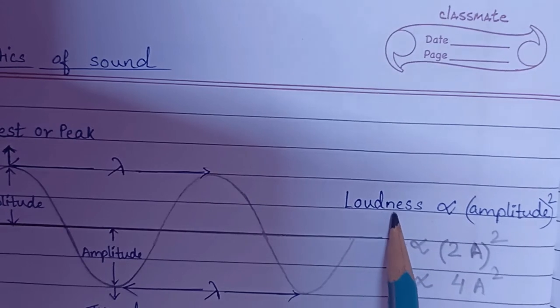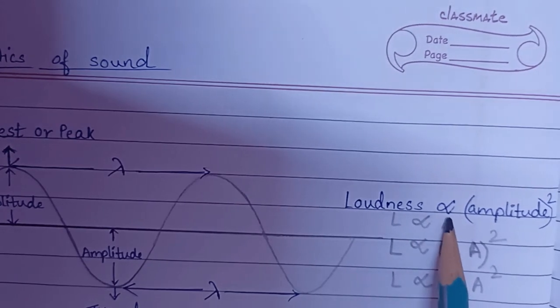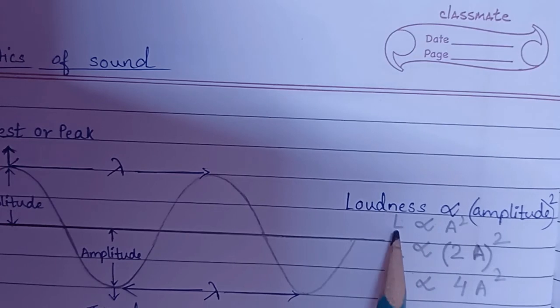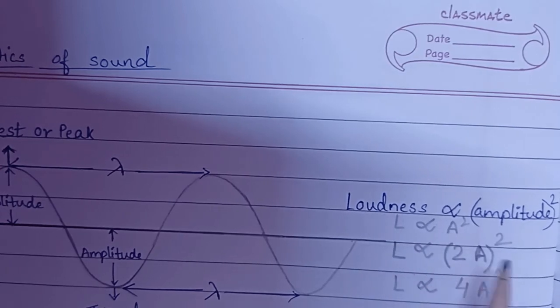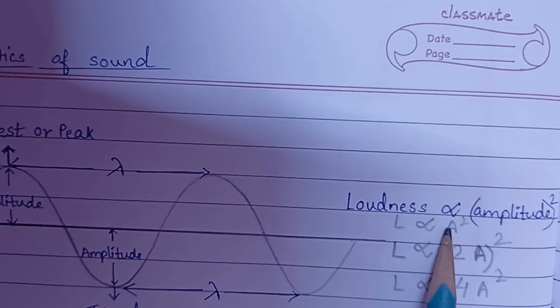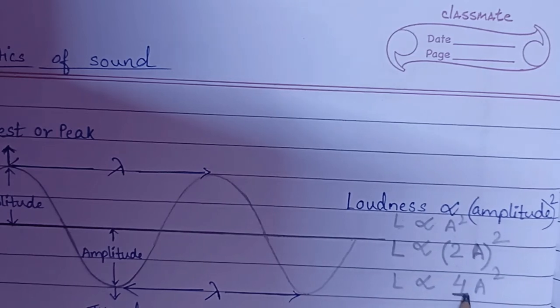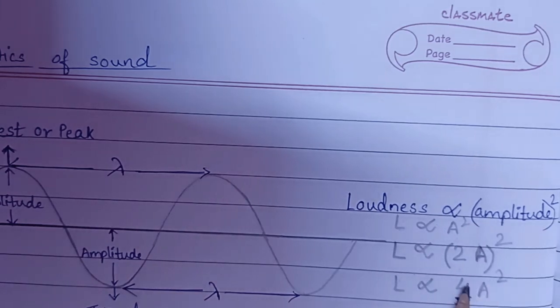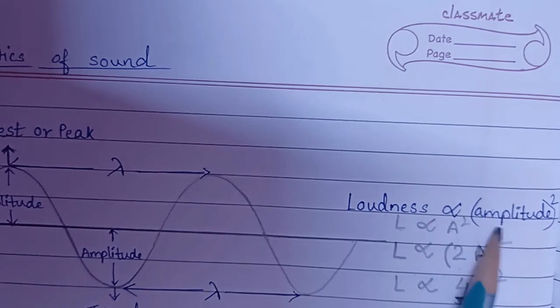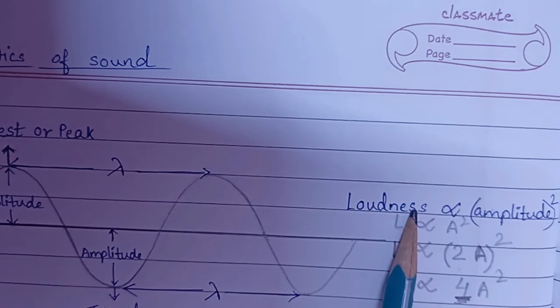Initially loudness L is proportional to A squared, where L represents loudness and A represents amplitude. But when I increase the amplitude to 2 times, twice A, then loudness will increase by 4 times from the original loudness. It is all about loudness and amplitude. So when you increase the amplitude, loudness will also increase.